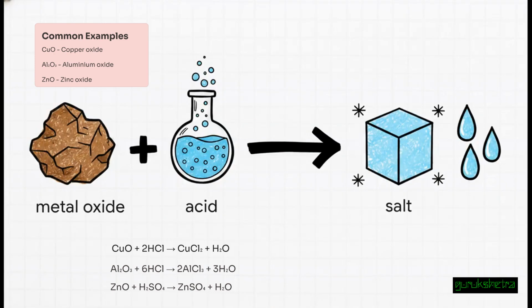Let's look at how these formulas play out. When copper 2 oxide reacts with hydrochloric acid, we get copper 2 chloride, which is our salt, and water. And the exact same pattern holds true for aluminum oxide reacting with hydrochloric acid to give us aluminum chloride and water, or zinc oxide reacting with sulfuric acid to yield zinc sulfate and water. It's so consistent. The metal oxide and the acid constantly team up to neutralize into salt and water.